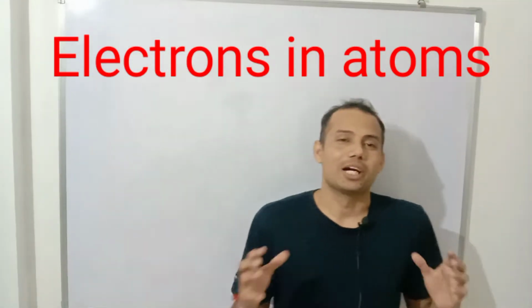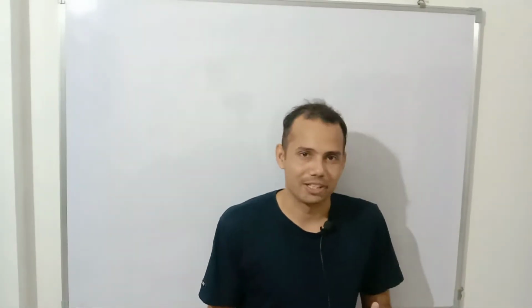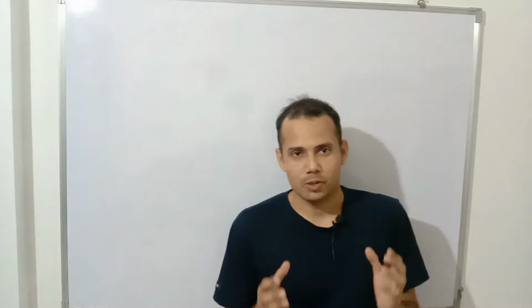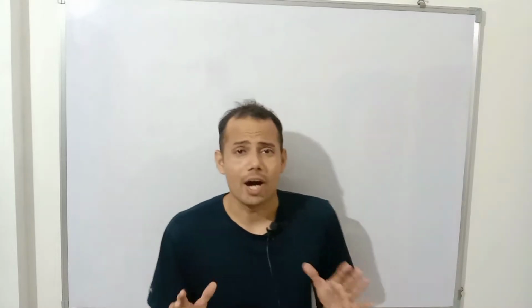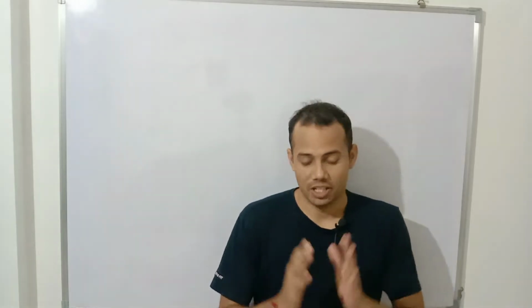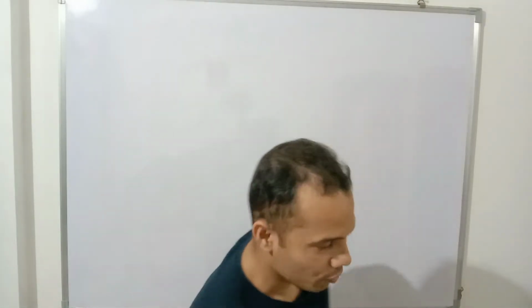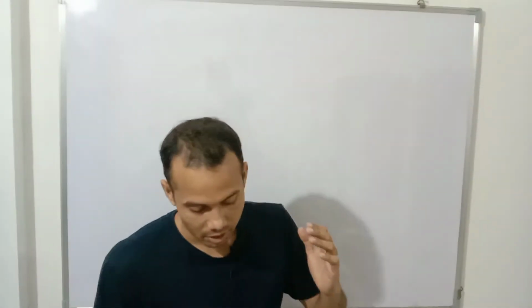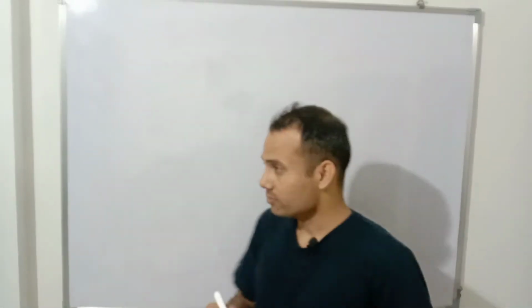So in this video we are going to talk about how electrons are arranged in the main energy level, or orbit, or in the sublevel. So today in this video you are going to learn electronic configuration. So let us start. First we are going to talk about Bohr's atomic model.